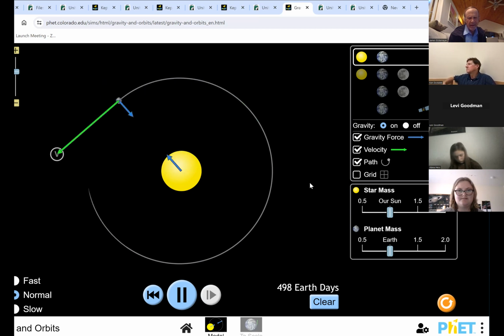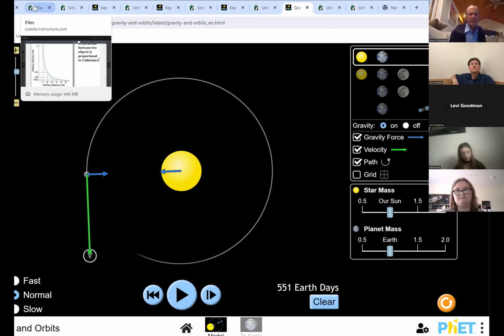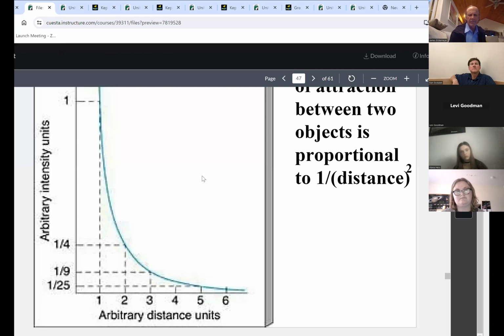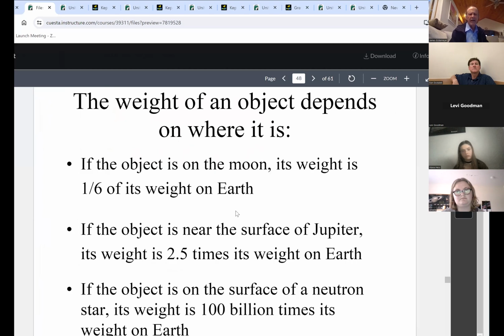And as it goes a little farther away, that force gets smaller. And so again, that's another thing that you can play with just to get more of an intuitive feeling for how all of these relationships work. And so the weight of an object then can take on any value.